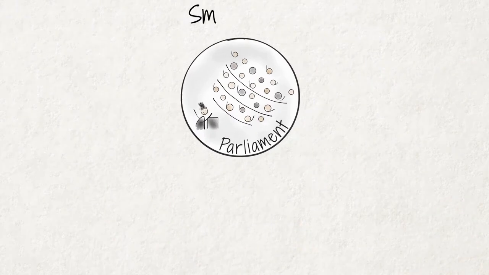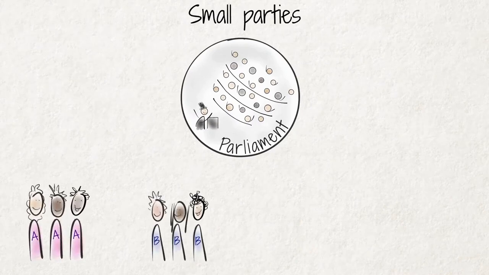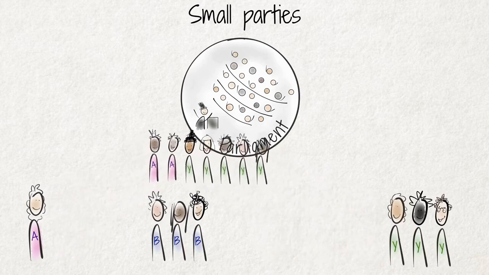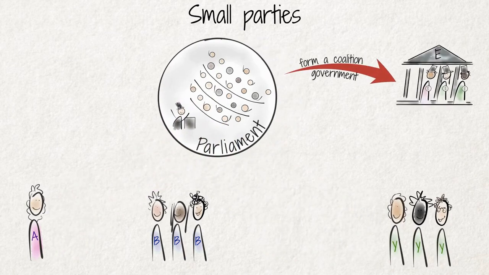However, even small parties that are unlikely to win an election can gain seats in parliament and thereby influence public policy. Sometimes, small parties decide to formally cooperate with bigger ones, forming a coalition. In this way, they can participate in government.